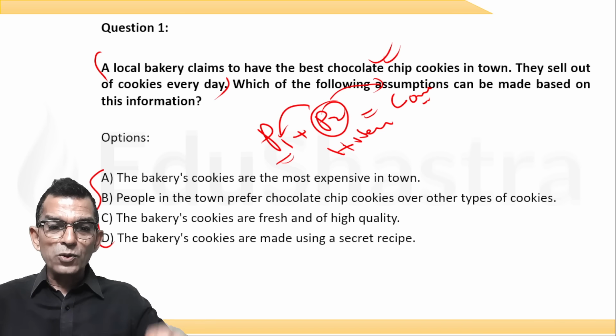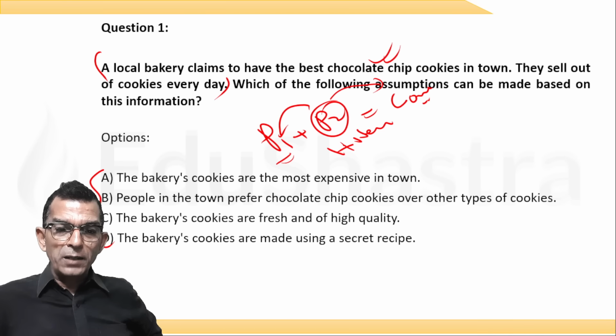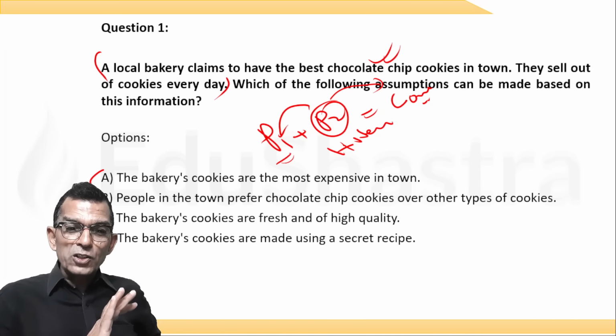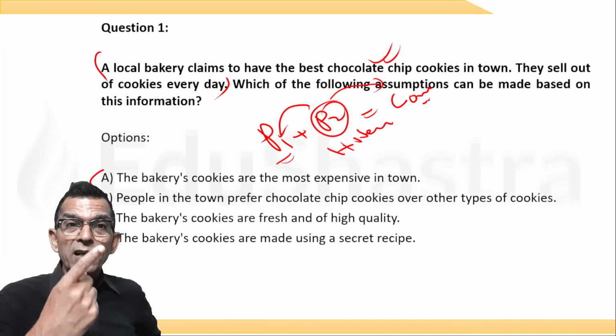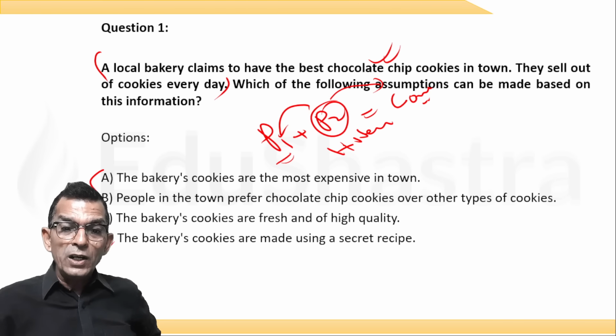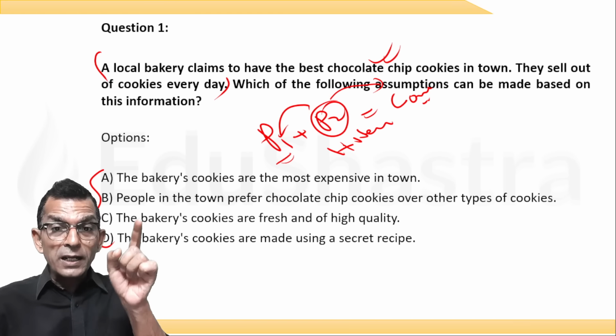Okay, so what is the conclusion here? Very good, your answers are correct. But first of all, what is the conclusion? Let's do that first. The answers are not so important as analyzing the passage, because as the questions become tougher, you have to understand. Which one is the conclusion? A local bakery claims to have the best chocolate chip cookies in town, or the second line? Very good. The first sentence is the conclusion.